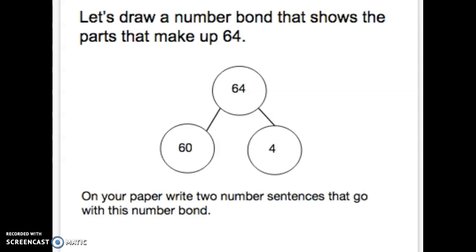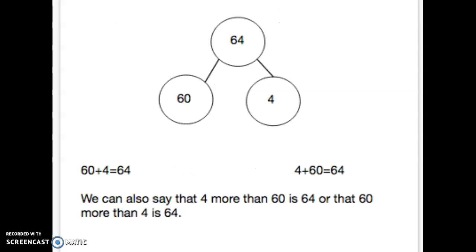Now let's draw a number bond to show the parts that make up 64. 64 is our total, and our two parts are 60 and 4. On your paper, I want you to write two number sentences that go with this number bond. You could say 60 plus 4 equals 64, or you could also say that 4 more than 60 equals 64. So you could have said 60 plus 4 equals 64, or 4 plus 60 equals 64. Either way, these are the two parts that give you your total of 64.